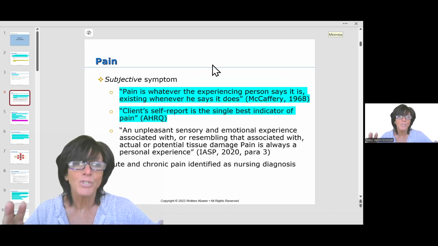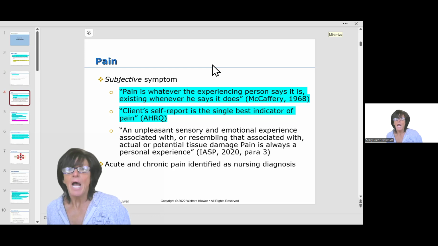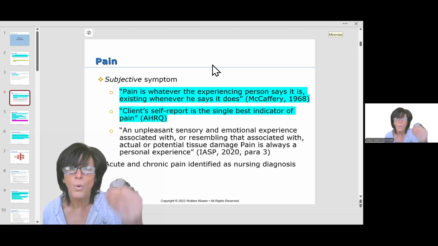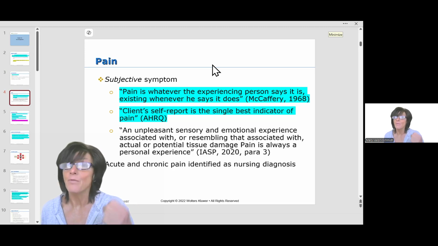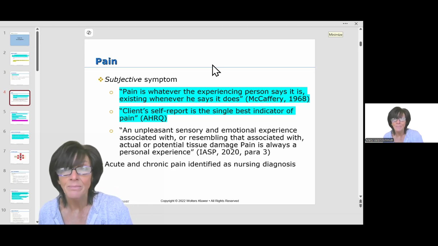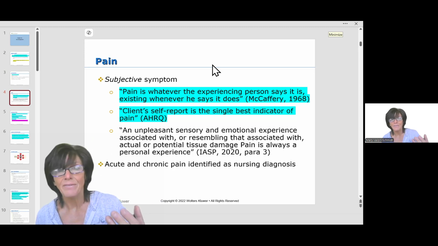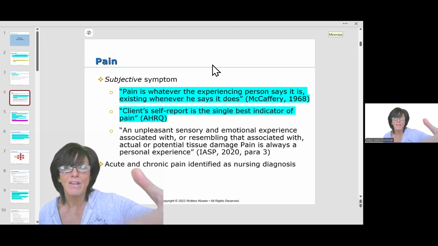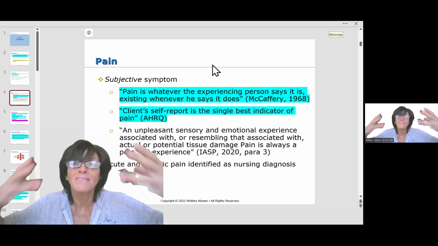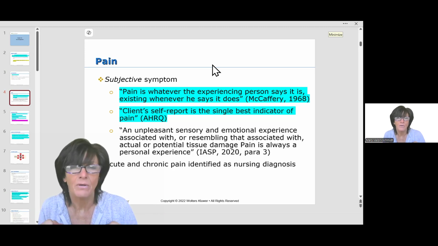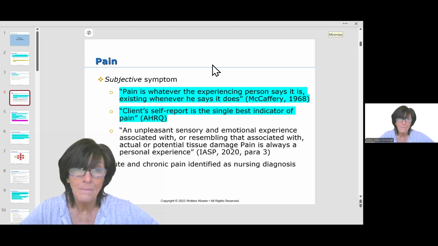So pain is a subjective symptom. It's whatever your patient says it is. The client's report of pain is the best indicator of pain. And if your patient says their pain is a 10, you have no choice but to believe them. Even though it's subjective, it's documented as the fifth or sixth vital sign because we can't be inside the person's body to feel what they feel. So if they tell us their pain is a 10, their pain is a 10. Okay.